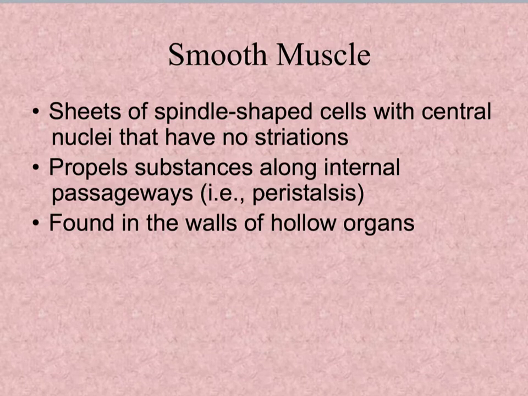Okay, smooth muscle. This is found along the internal organs, and it helps to create a way to push things through your body. So peristalsis, for example. So it propels substances along the internal passageways. So these do not have striations, which is why they're called smooth muscle. And they're kind of these spindle-shaped cells.